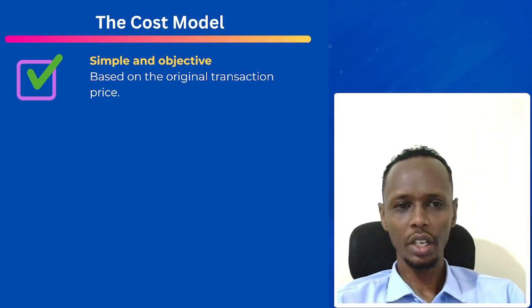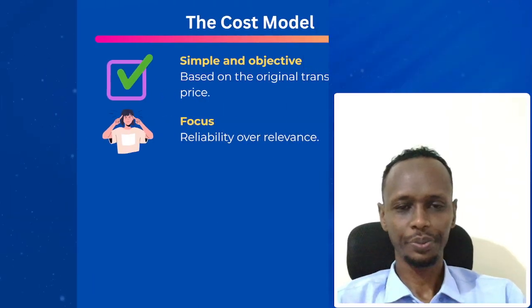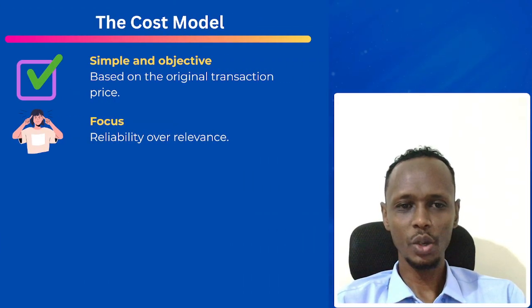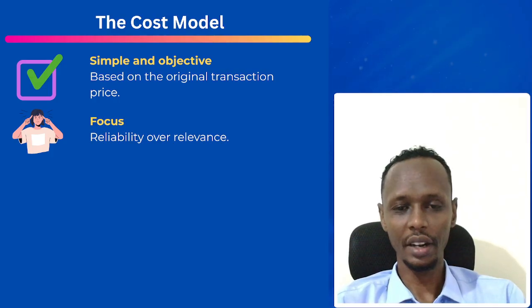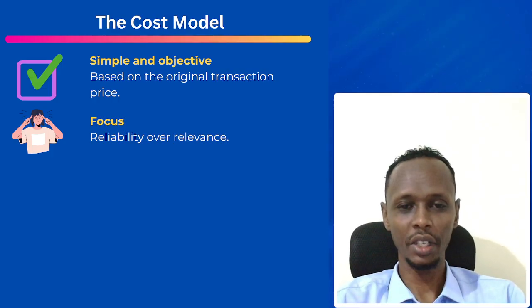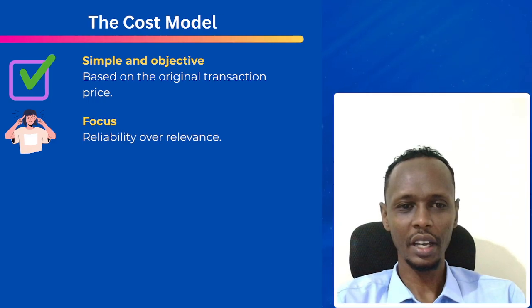Every model has its advantages and disadvantages. The cost model is simpler and objective, based on the original cost. It also focuses on reliability over relevance. You remember, relevance is one of the fundamental characteristics, along with confirmatory and predictive value, and then free from bias. This one is more about reliability.